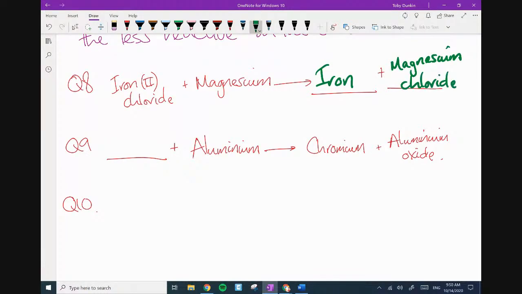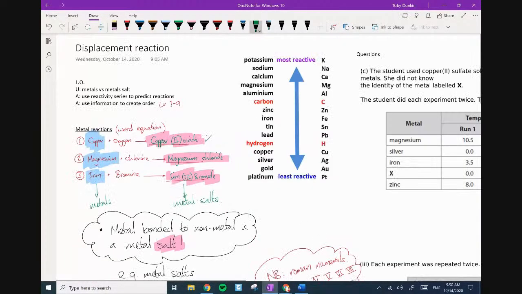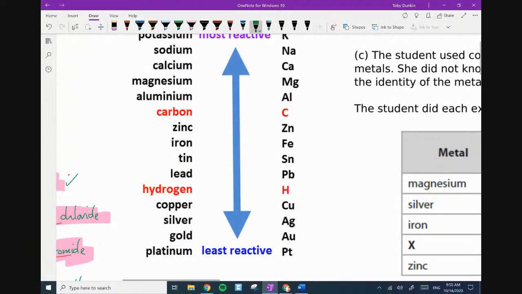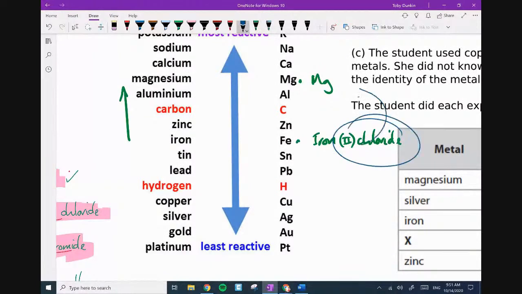Let's just quickly explain that. The reactivity series is a beautiful thing. We find iron, we find magnesium. We realize that we started off with iron chloride, iron 2 chloride, which is actually green, by the way. Iron 2 chloride, I added magnesium metal, and of course we realized that magnesium is more reactive, it's further up the table, so it's going to steal. Yeah, the chloride is going to be stolen by the magnesium, and we're going to have iron left over.